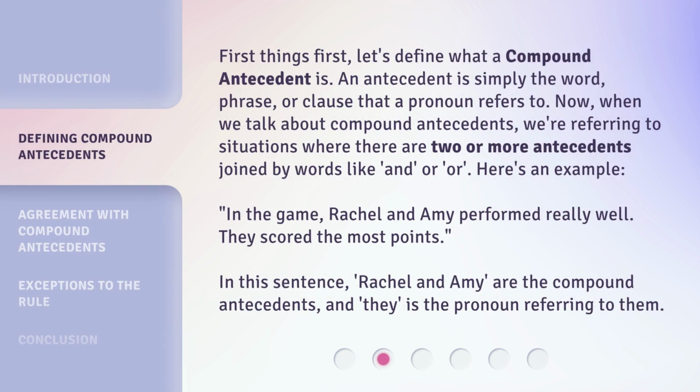First things first, let's define what a compound antecedent is. An antecedent is simply the word, phrase, or clause that a pronoun refers to. Now, when we talk about compound antecedents, we're referring to situations where there are two or more antecedents joined by words like and, or. Here's an example. In the game, Rachel and Amy performed really well. They scored the most points. In this sentence, Rachel and Amy are the compound antecedents, and they is the pronoun referring to them.